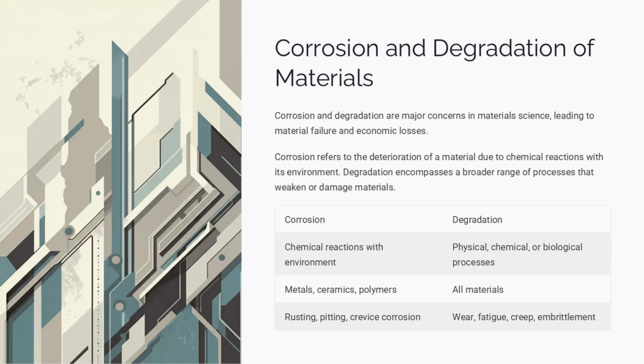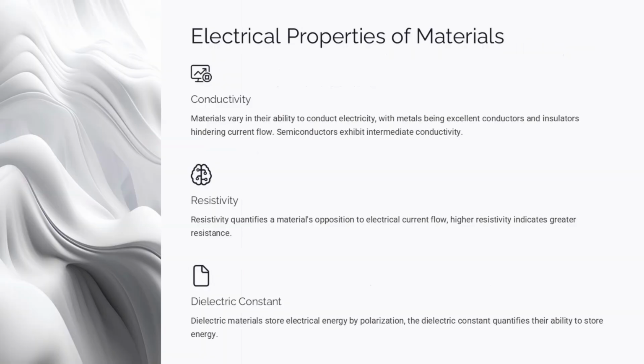Degradation is a broader term that encompasses physical, chemical, and biological processes that weaken or damage materials. Examples of corrosion include rusting, pitting, and crevice corrosion. Examples of degradation include wear, fatigue, creep, and embrittlement. It's important to understand both corrosion and degradation processes in order to develop effective strategies for material selection, design, and protection. Electrical properties are a key consideration when selecting materials for various applications.